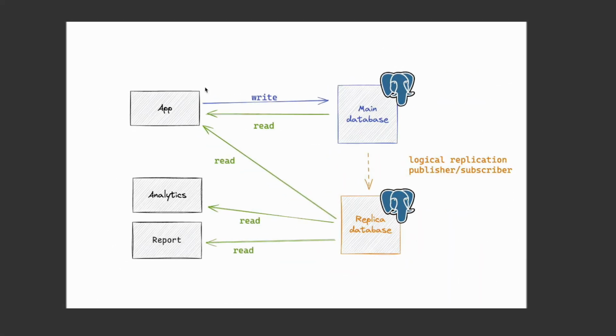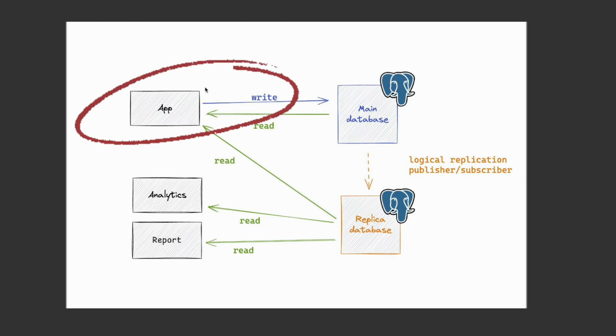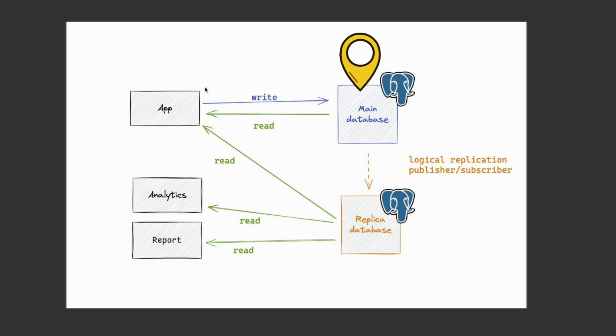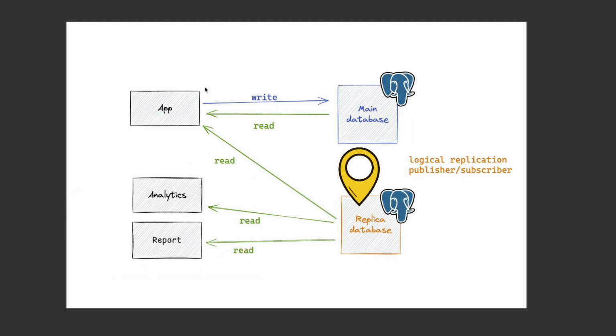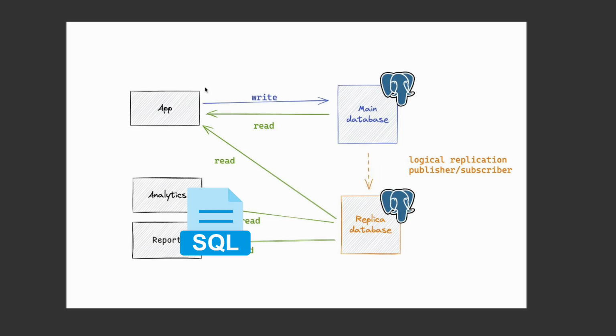This kind of setup could be very useful for scenarios like this one here, where we have our main app that can read from the main database and from the replica database. But also, I have other apps like analytics or reports that only read from the replica database, so they can run heavy queries without affecting the main app performance.